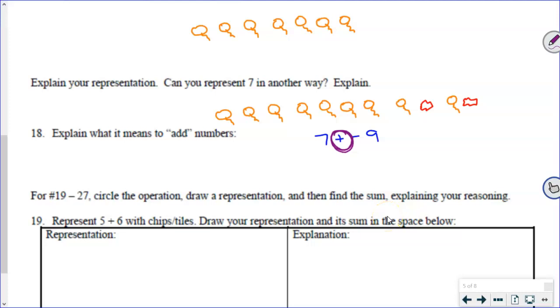Okay, are we ready? When I need to add numbers, if I wanted to add 7 and negative 9 together, what do I do with the 7 and the negative 9? So Luke said we'd have to start with 7 balloons. True. But then what else would I need to do?